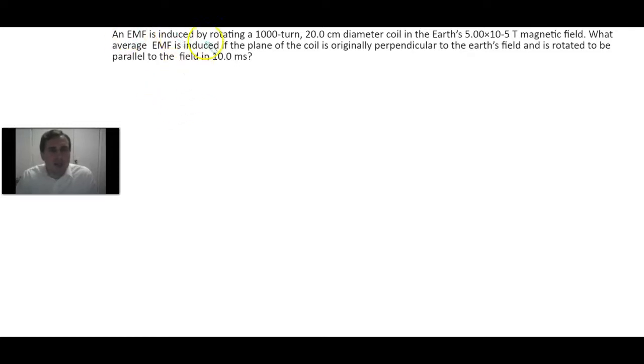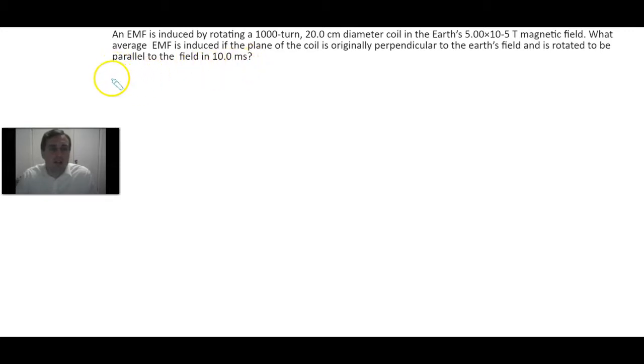It says an EMF is produced by rotating a 1000 turn, 20.0 centimeter diameter coil in the Earth's 5.00 times 10 to the minus fifth Tesla magnetic field. What average EMF is induced if the plane of the coil is originally perpendicular to the Earth's magnetic field and rotated to be parallel to that field in 10.0 milliseconds?